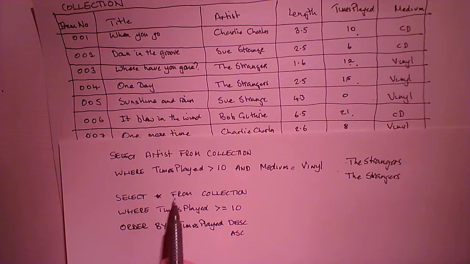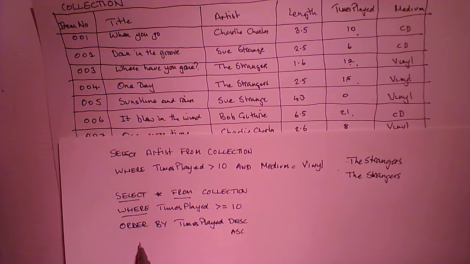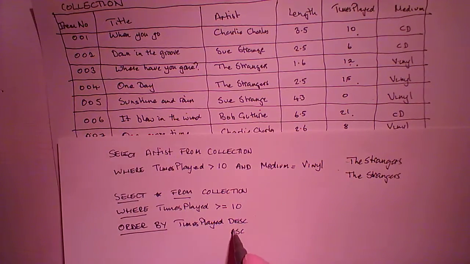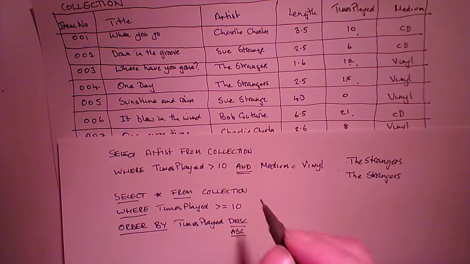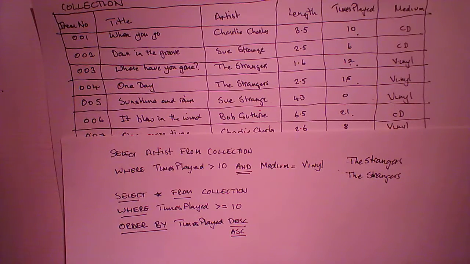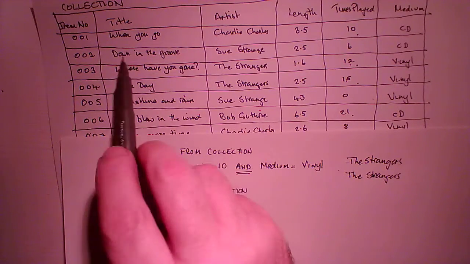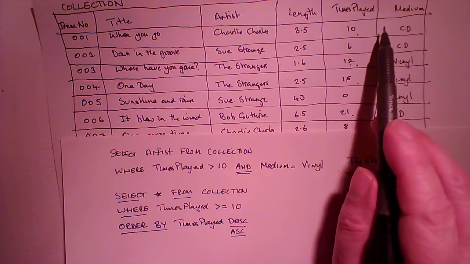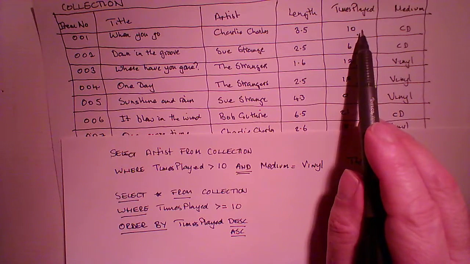So I've got my select clause, so that is a keyword, where is a keyword, and now I've got order by as a keyword, descending or ascending as a keyword, and in this one the and or the or was also a keyword. And that's pretty much all you need to know about SQL statements. So let's go through this one. So I'm selecting everything, so the whole record, where times played is greater or equal to 10.